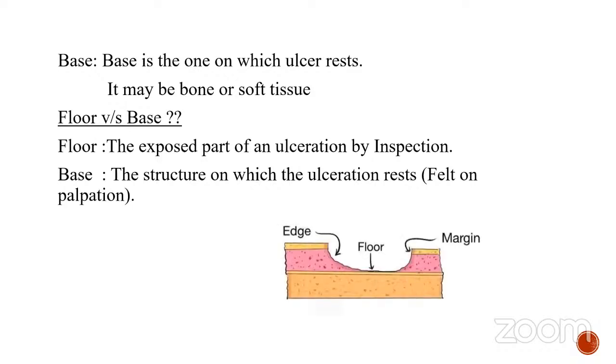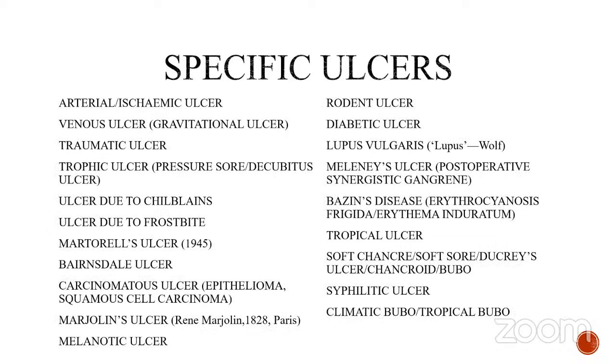So these are the four structures of an ulcer. Now the most important part of today's class will be certain types of ulcers. First I'll list out a certain set of ulcers and we'll go into each ulcer. So arterial or ischemic ulcer, venous, traumatic ulcer. All these ulcers we'll see in this class today.